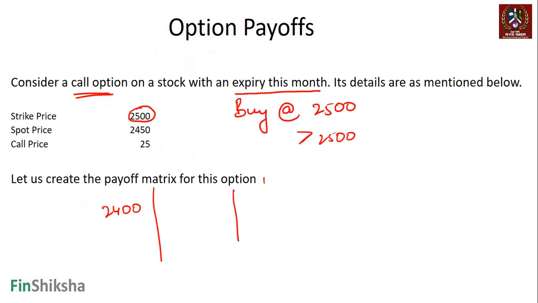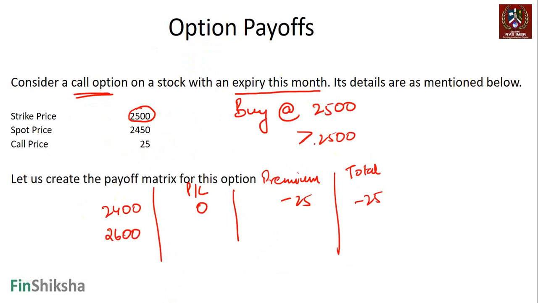If it is 2400, why will you buy at 2500? In which case, you have already paid some premium, right? That premium is 25 rupees. Your P&L will be zero because you will not exercise the contract. So your total gain or loss is minus 25. If the price is 2600, you will buy at 2500, thereby your profit being 100. You already paid a premium of 25 and 75, and then so on and so forth.